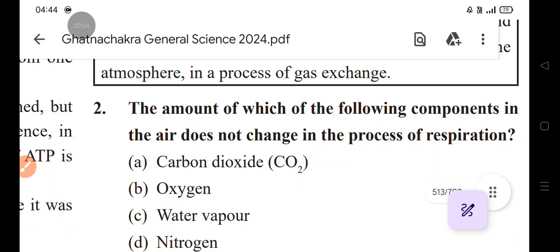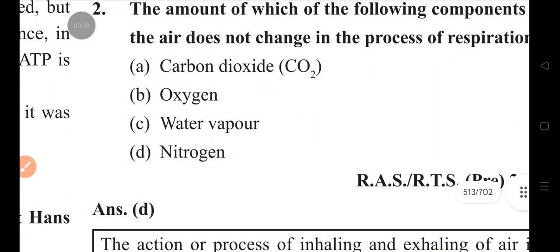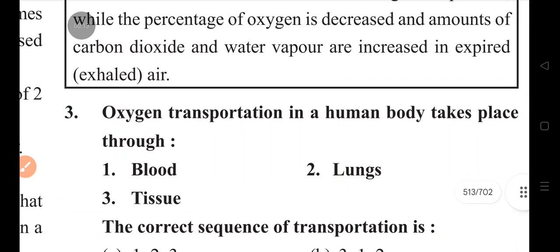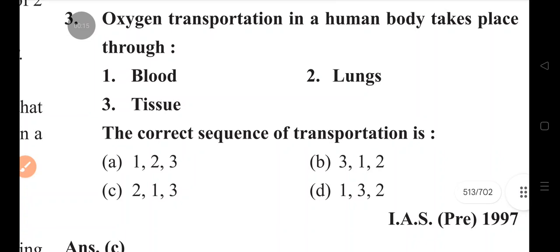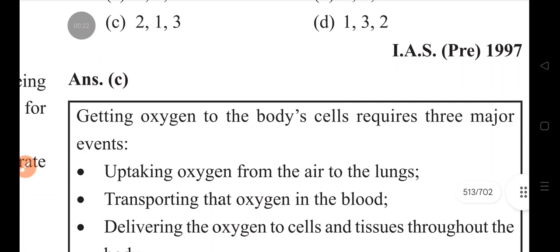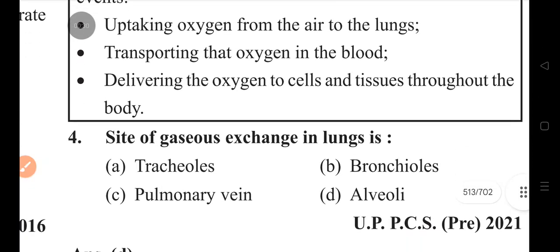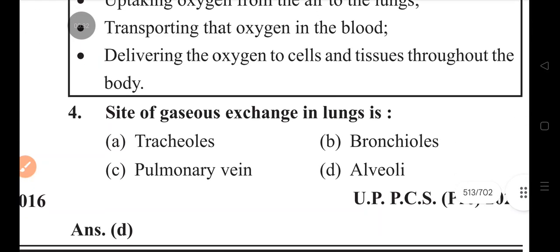The amount of each of the following components in air does not change in the process of respiration: nitrogen. Oxygen transportation in the human body takes place through lungs, blood, tissue: taking oxygen from the lungs, transporting that oxygen in blood, delivering the oxygen to cells and tissue throughout the body. The site of gas exchange in lungs is the alveoli.